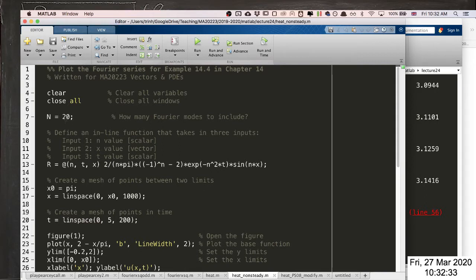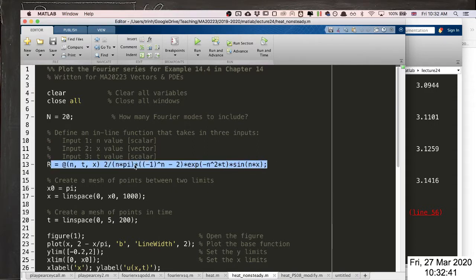You'll see that 20 still looks pretty good. And then I've created this R function here, which is going to plot that expression that we had before. So 2 over n pi times minus 1 to the n minus 2. Okay, that looks good. Looks like what we derived. Times the sinusoidal sine of nx times an exponential of minus n squared times t.